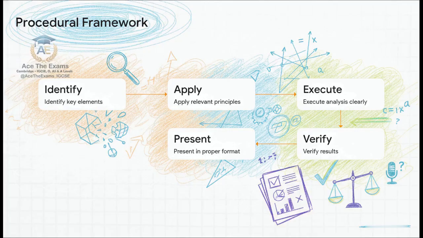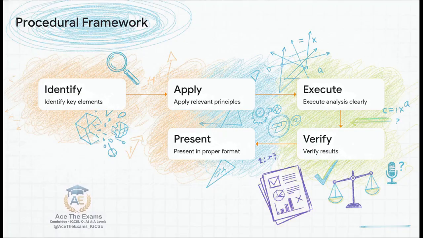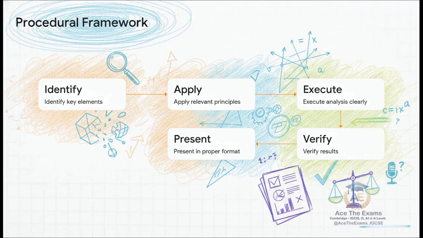Step 4, verify the results. Does a velocity of 500 meters per second make sense for a colliding marble? Probably not. Catch your mistakes here. And Step 5, present in format. By applying this mathematics success blueprint, we can take the red pen marks on Alex and Sam's papers and transform them into green check marks. It's all about systematic execution.